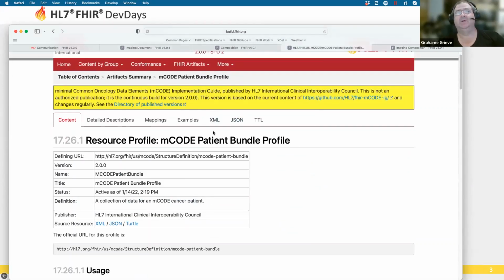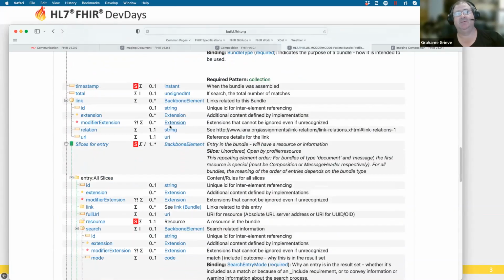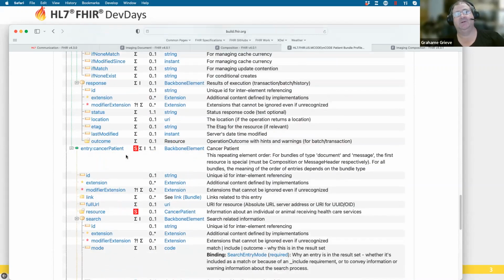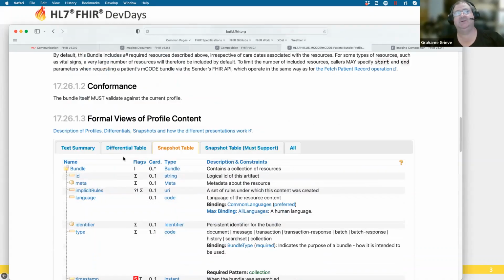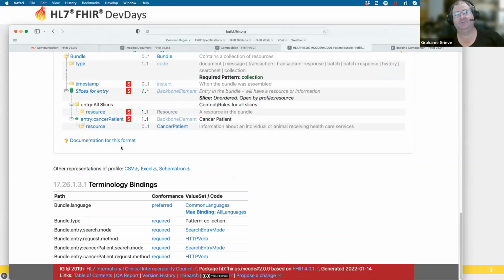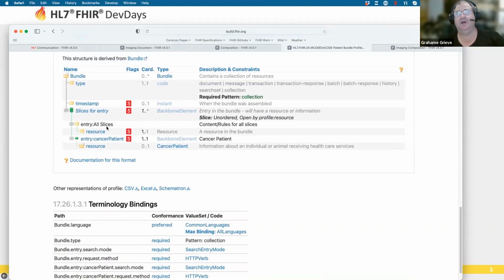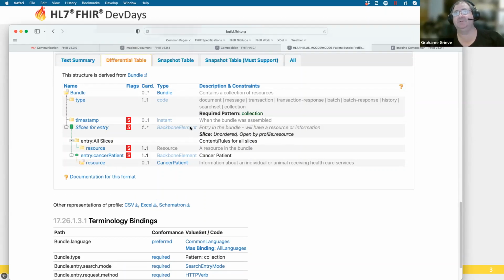Where's mine here? The M-code patient bundle, for instance, is a profile on bundle that specifies some entries that are particular resources. That's the snapshot, so it's a bit hard to consume. But in fact, a decent profile on this M code would start slicing, specifying all other slices, and it gets to be a very long list. It's very hard to consume.